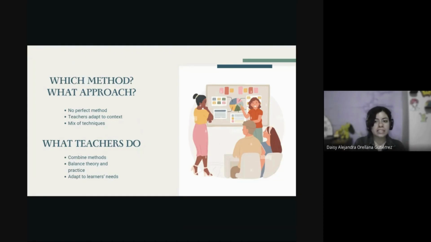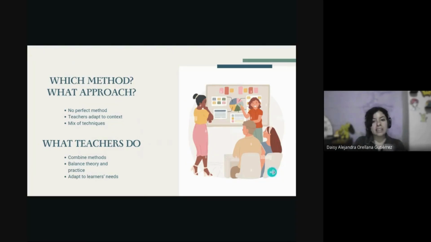For example, let's say a teacher has to teach vocabulary. In this case, the teacher will use a communicative activity. But in another moment, the teacher will have to teach a grammar structure topic. Okay? In this case, the teacher will use a grammar drill. So, as we've seen, it all depends on the context and the lesson that we are teaching.